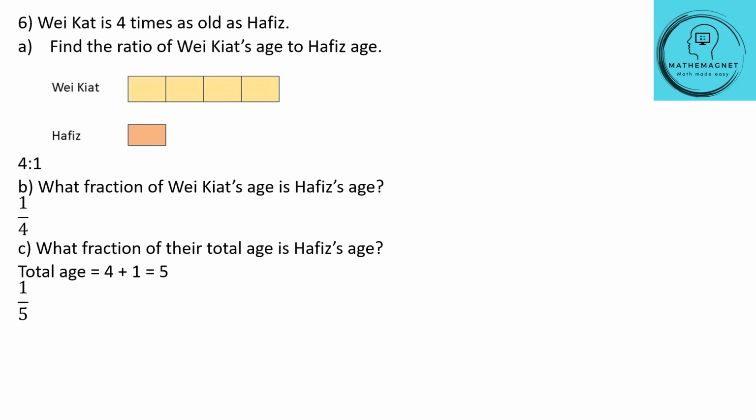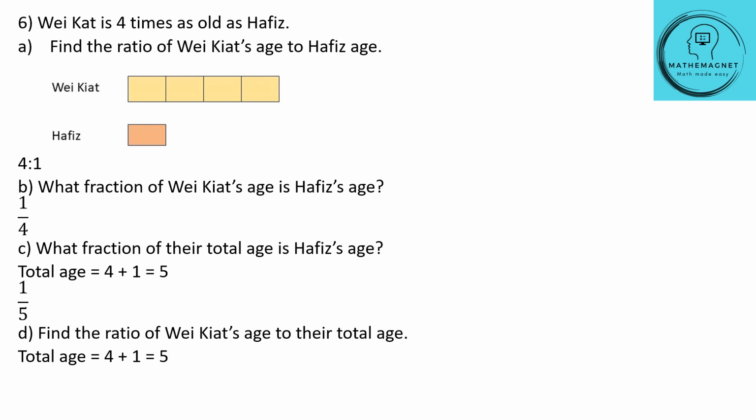Question D. Find the ratio of Weikat's age to their total age. We know the total age is 5. The ratio of Weikat's age to the total age will be 4 is to 5.